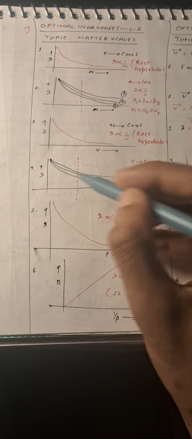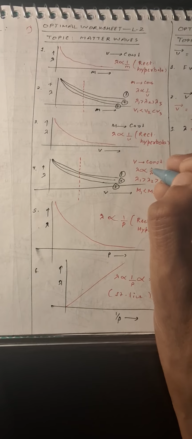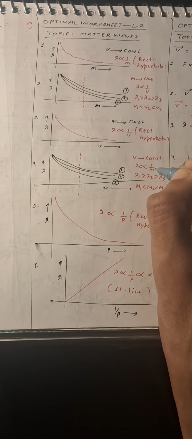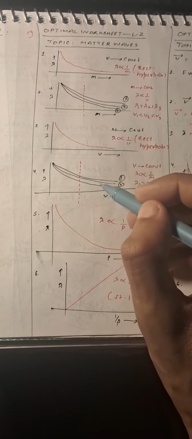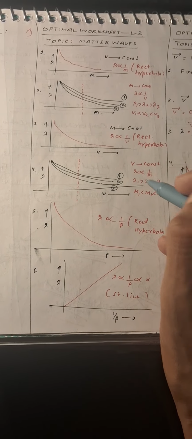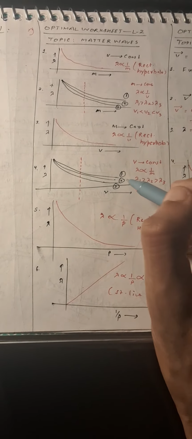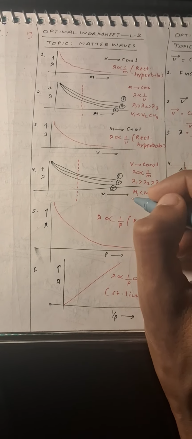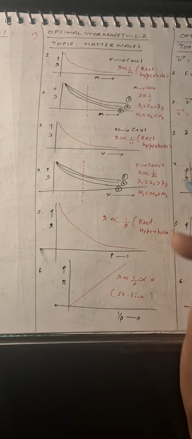In the fourth question there are 3 graphs given. With the same logic we can say that if we make v constant, then lambda is proportional to 1 by m. So greater lambda means smaller mass. As we can see from the graph, lambda 1 is greater than lambda 2 is greater than lambda 3. That means m1 is less than m2 is less than m3.